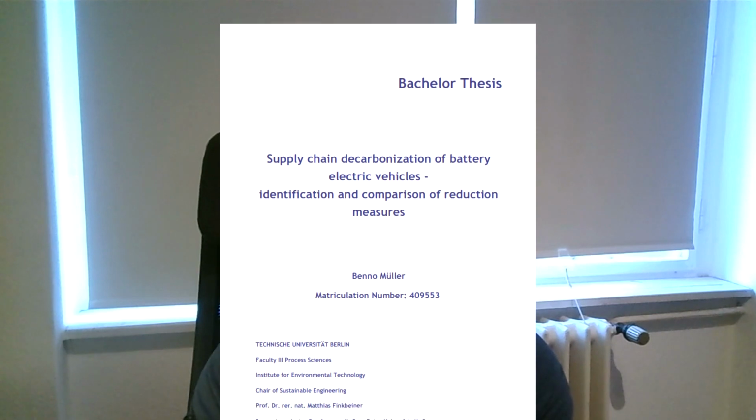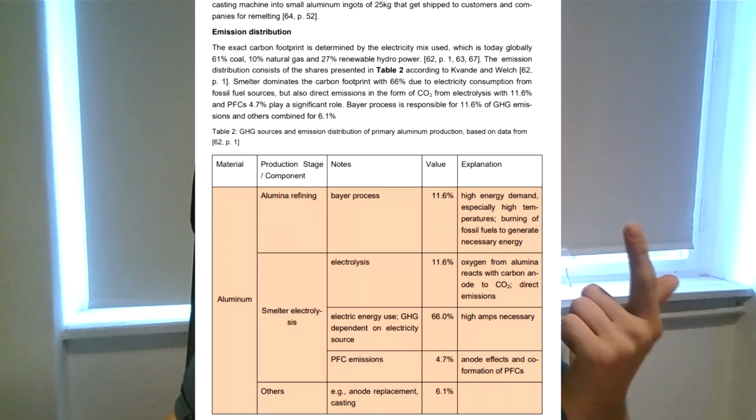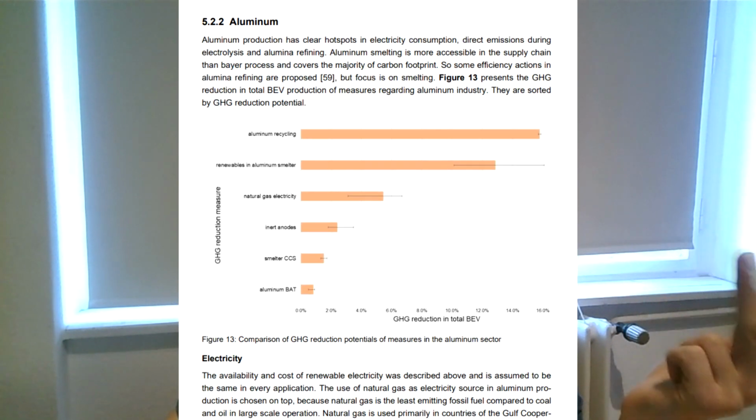Okay guys, today we will talk about aluminum. Aluminum is a topic I've covered in my bachelor thesis a lot. So I've dealt with and researched how aluminum is produced, how greenhouse gas is produced during the aluminum production, and also how we can reduce the greenhouse gas emissions during the aluminum production.